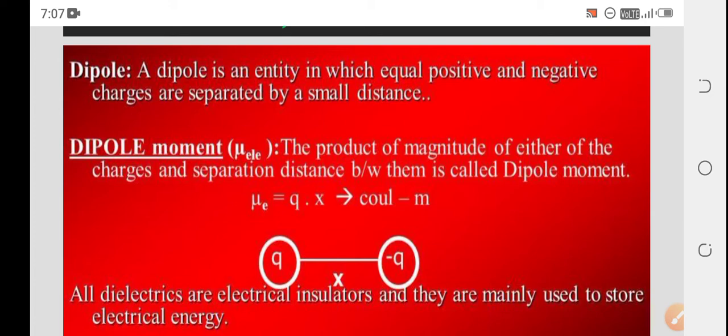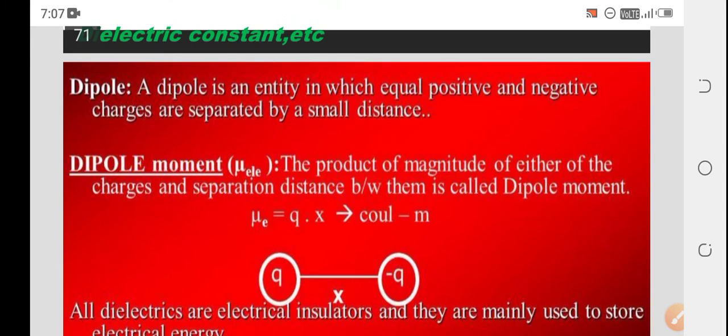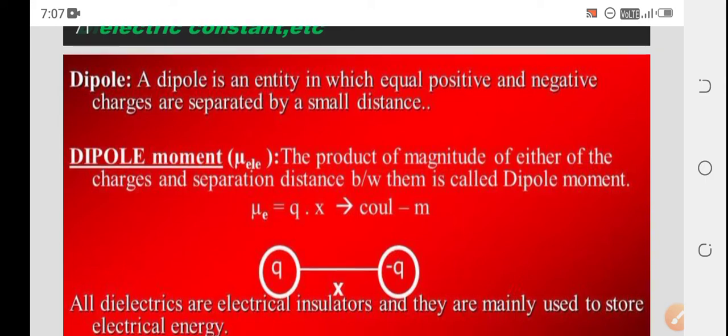So the separation between positive and negative charge is defined as a dipole. Two poles. That means what? Two poles means positive charge and negative charge are separated by a certain specific distance. That is called a dipole.